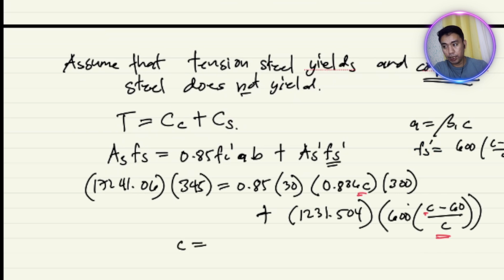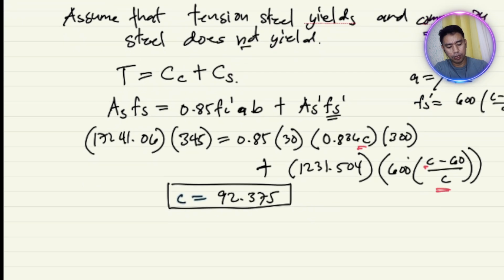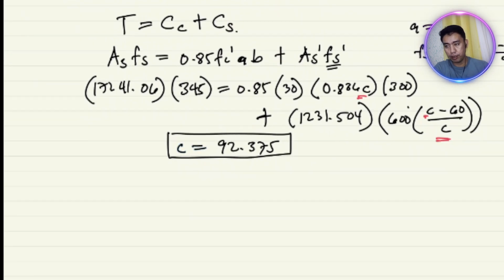We can compute C is equal to 92.375. I'm not sure kung allowed po ba ngayon yung mga shift solve na calculator. Okay, but you have to find way how to solve C here. Okay, so let's check. Check na natin yung assumption natin. Kung tama ba yung assumption. Yung assumption natin that the compression steel does not yield and the tension yield. So, since tension yield, i-check natin ang tension kung nag-yield ba siya.